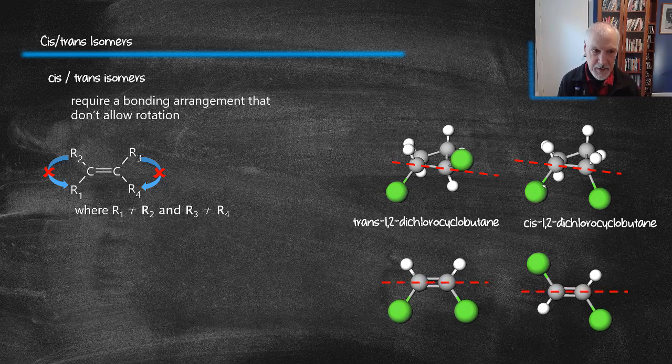Here's the cis-trans isomer that exists for the one in the bottom. Again, instituting my reference plane, I can see that in the first molecule they both lie on the same side of the plane, so that would be called the cis 1,2-dichloroethane, and the second molecule on opposite sides of the reference plane, trans 1,2-dichloroethane.